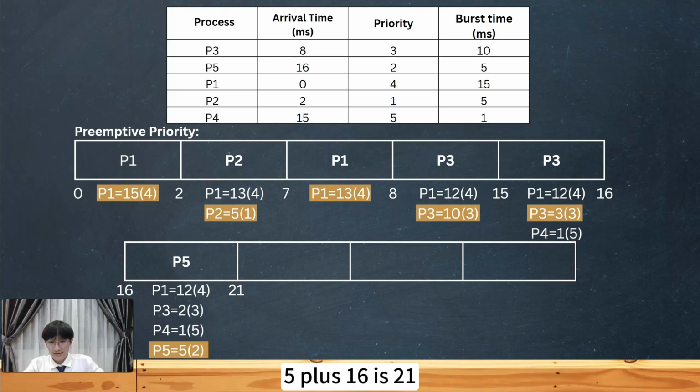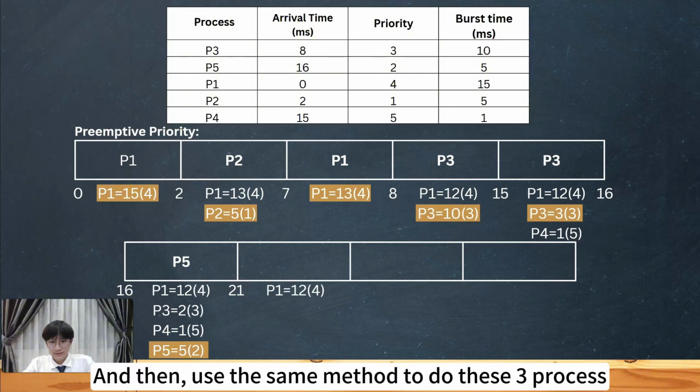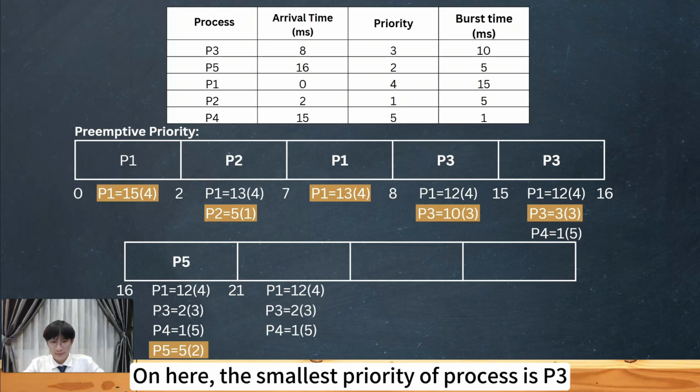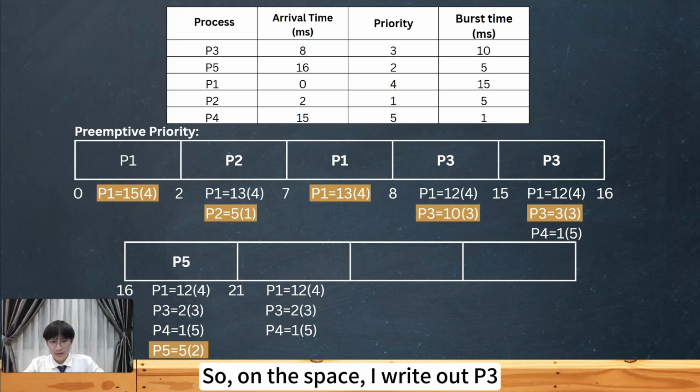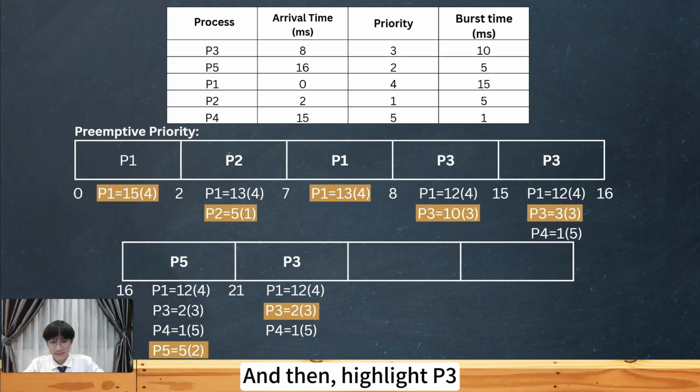5 plus 16 is 21. 21 minus 16 is 5. And then 5 minus 5 is equal to 0. So I don't need to write P5 again. And then I use the same method for these 3 processes. Here, the smallest priority number among the processes is P3. So in the space, I write out P3 and then highlight P3. And then 2 plus 21 is 23. So I don't need to write out P3 again.